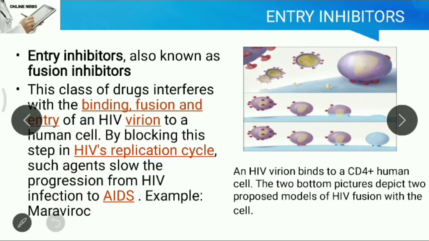Entry inhibitors, also known as fusion inhibitors. This class of drugs interferes with the binding, fusion and entry of an HIV virion to a human cell. By blocking this step in the HIV replication cycle, such agents slow the progression from HIV infection to AIDS. An example is Maraviroc. You can see in this picture an HIV virion binding to a CD4 positive human cell. The two bottom pictures depict two proposed models of HIV fusion with the cell.